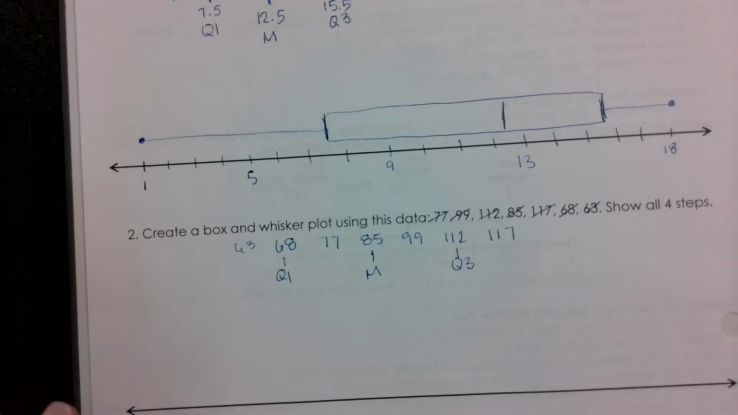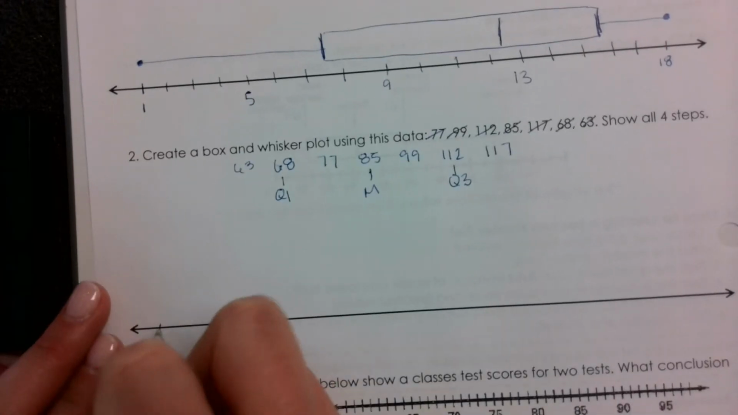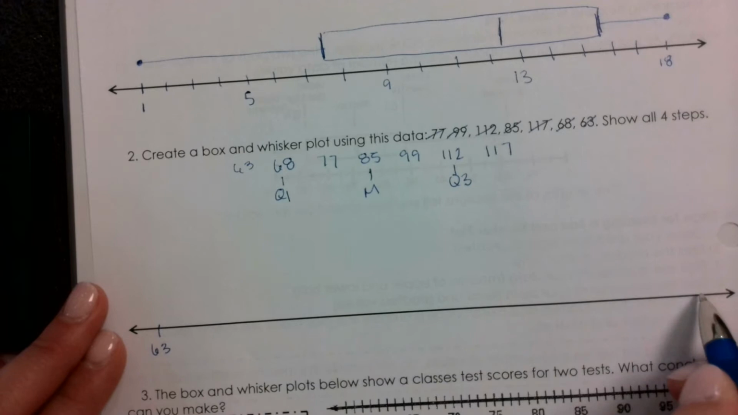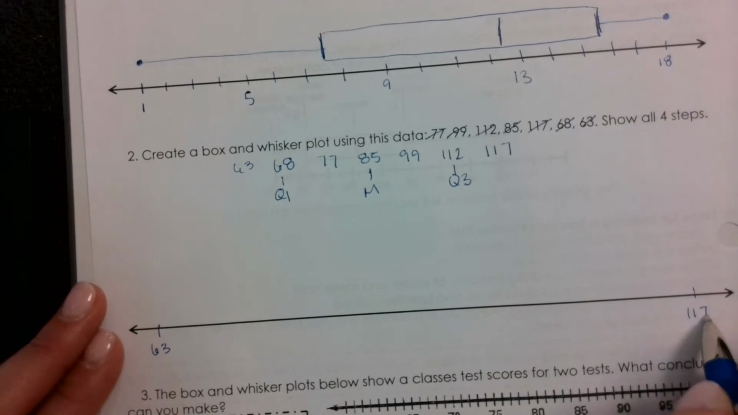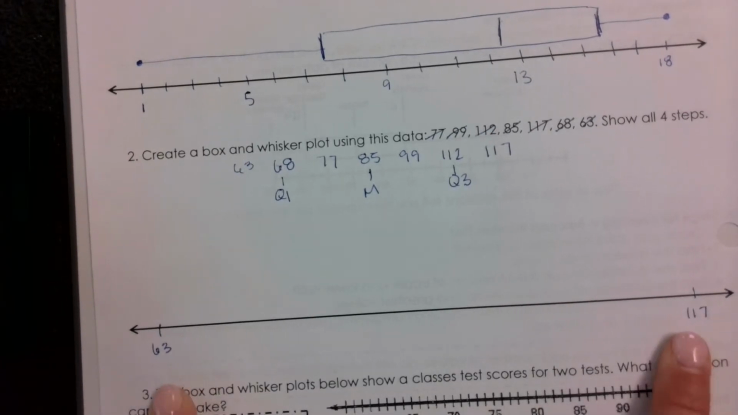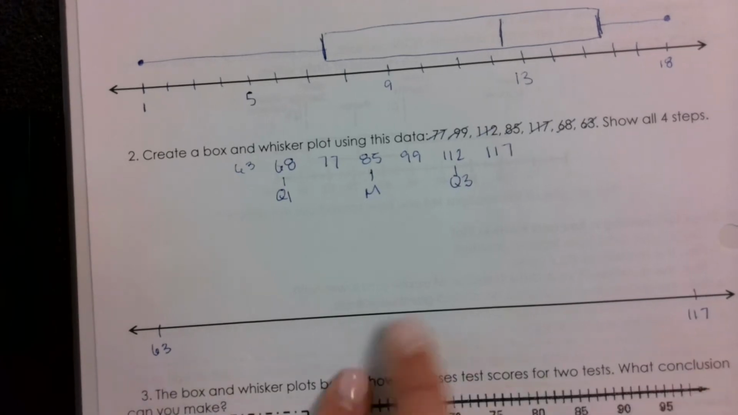Alright, so the smallest number that you have is what? 63. The largest number that we have is what? 117. Okay, so this one is not quite so easy to mark out and put all of our tick marks on here. So we're not going to. Is that okay? If you did add 63 and 117, is that what we want to do? No, we want to see what's in between there.